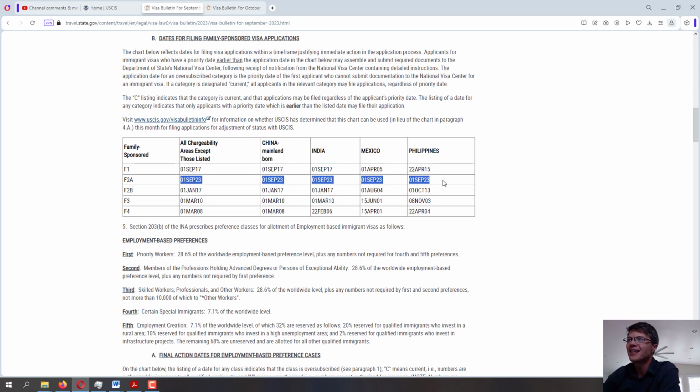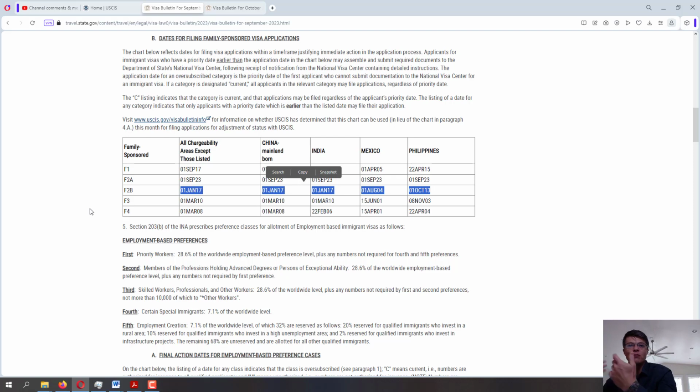Moving further to the next line. For F2A, no movement at all. Looks like no movement. September 2023, which is current, so that's pretty good. That's good news. We don't really expect much movement here anyway. As you can see, we are in September 2023 right now. So basically what that means is once your petition is approved by USCIS and is transferred to the NVC, once the NVC gets that case, they pretty much open up the portal immediately. So that's good news for sure.